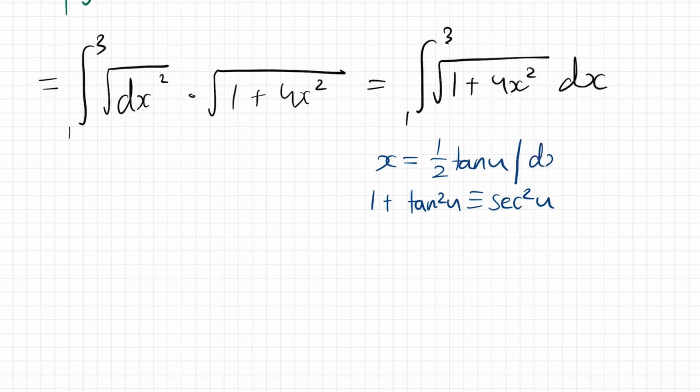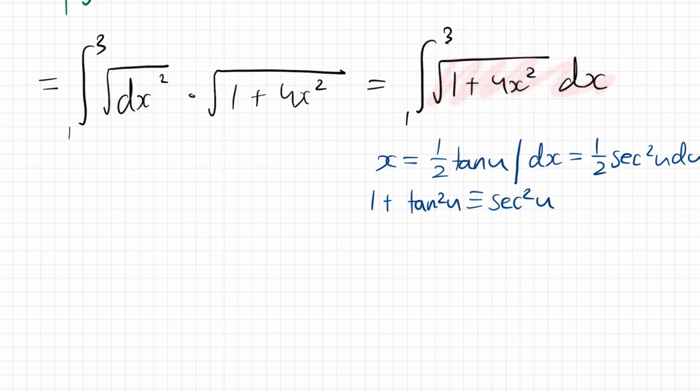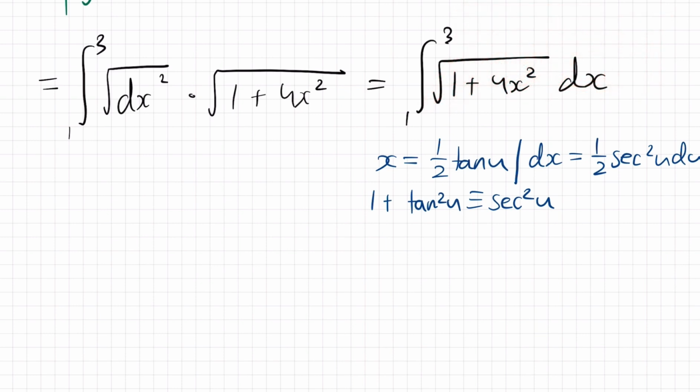So just work out dx like so, 1/2 secant squared u du. And when you combine these two, this will just turn into a secant squared. So this entire thing will go into secant u, and this will go secant squared du. So you'll overall be left with something like 1/2 secant cubed u du. And from there, you just have to solve that integral.